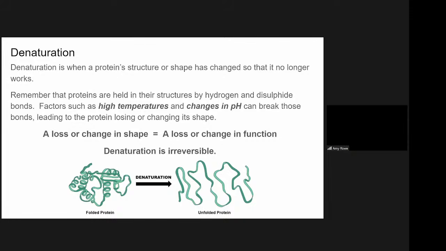So we have our folded protein here on the left-hand side. It undergoes denaturation. All of the bonds holding the protein in that structure have been broken, and we have this unfolded protein, which is now just a long string of amino acids. Denaturation is irreversible. We can't then change our unfolded protein back into a functional protein.